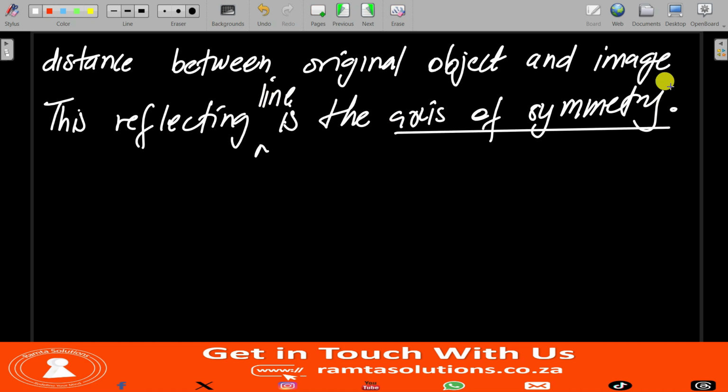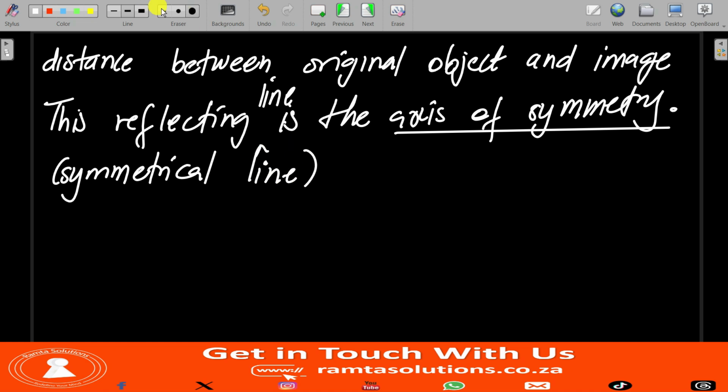Meaning if you were to draw a line between the object and the image, that line will divide the two into two equal halves. So yes, it is the axis of symmetry. Maybe I should say it is the symmetrical line. Let me just add that.